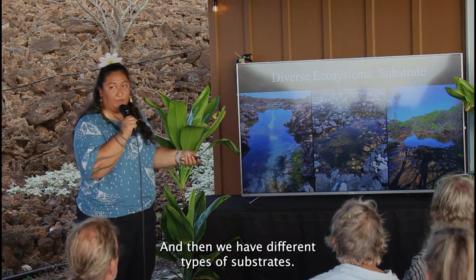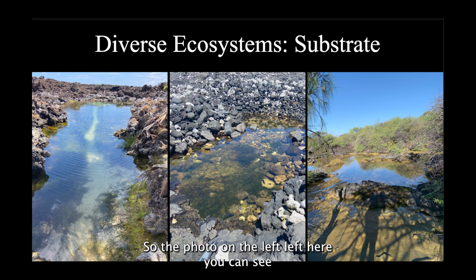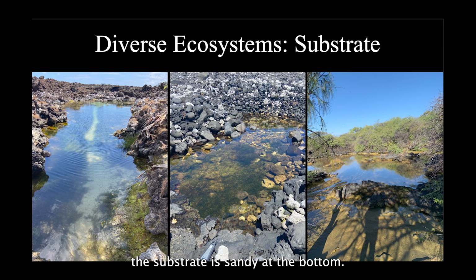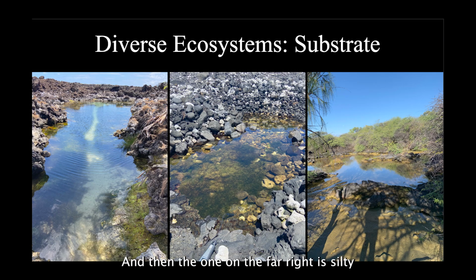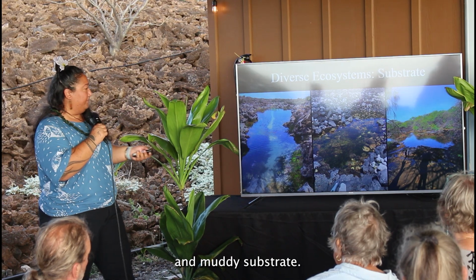And then we have different types of substrates. So the photo on the left here, you can see the substrate is sandy at the bottom. I'm sure we recognize where this one might be. Yeah, lots of people go swimming in this one. The one in the middle is a rocky, pebbly pond bottom. And then the one on the far right is silty and muddy substrate.